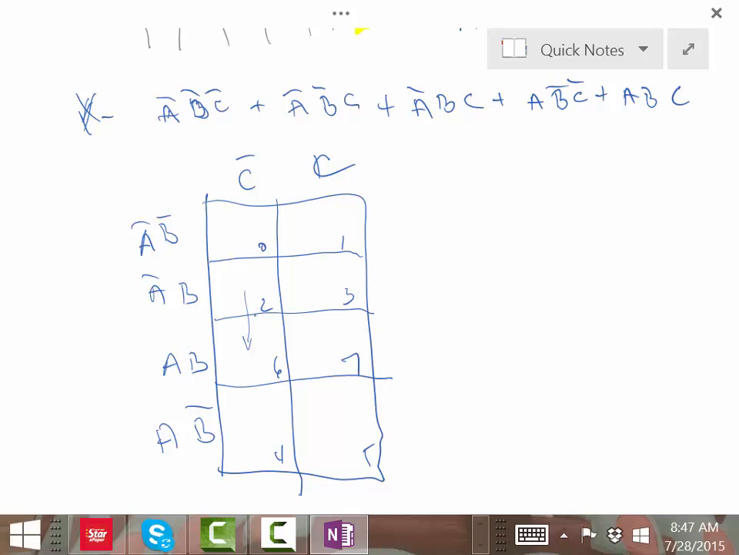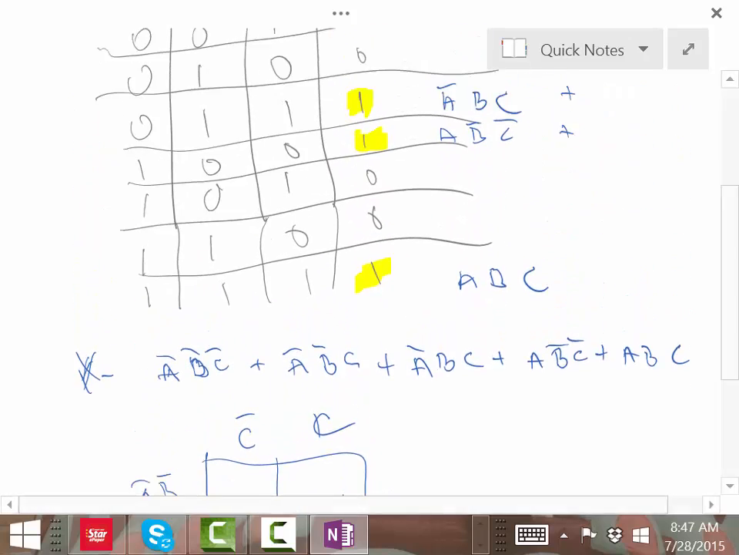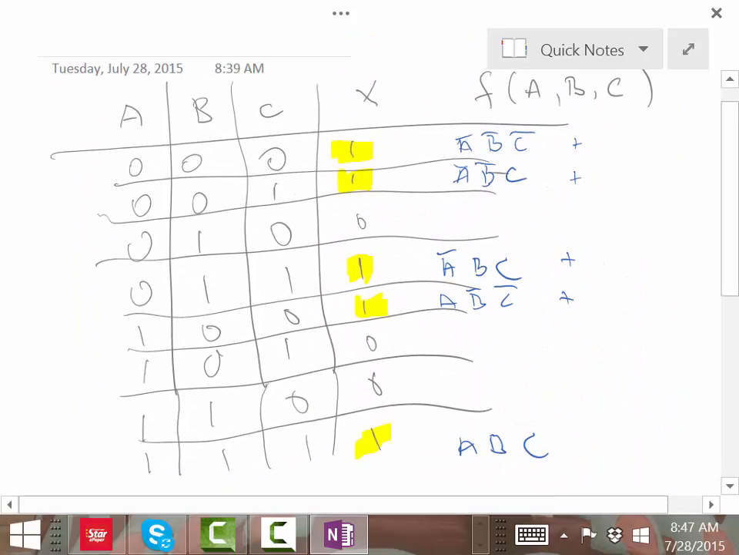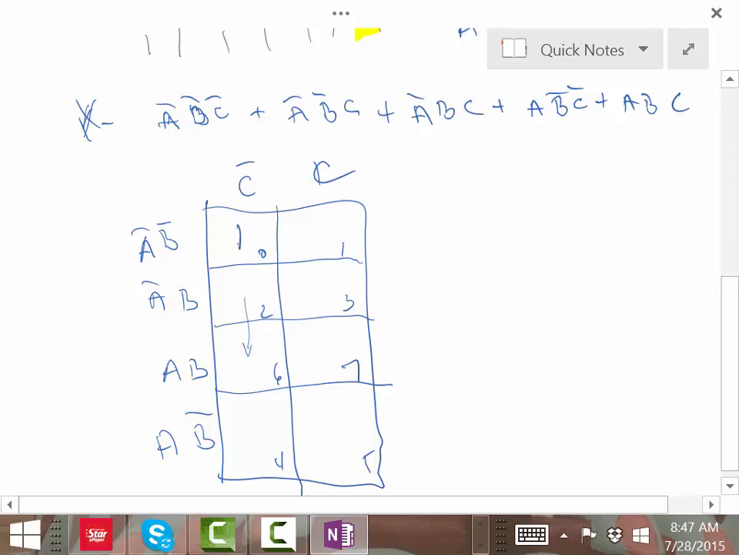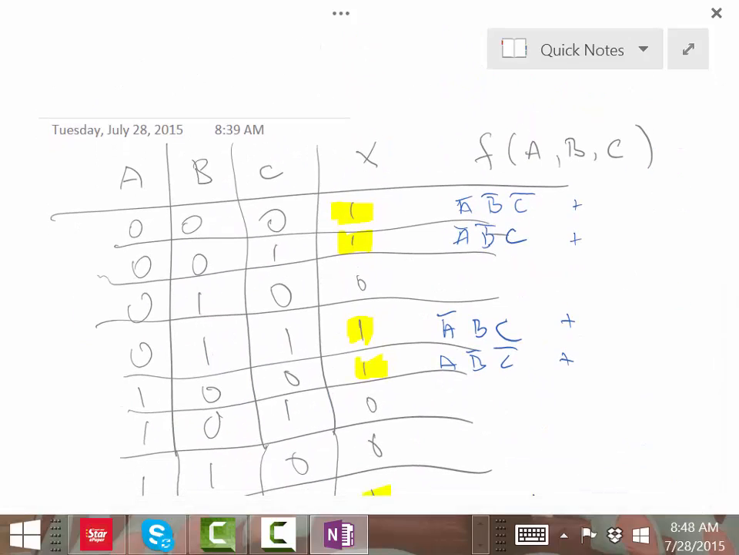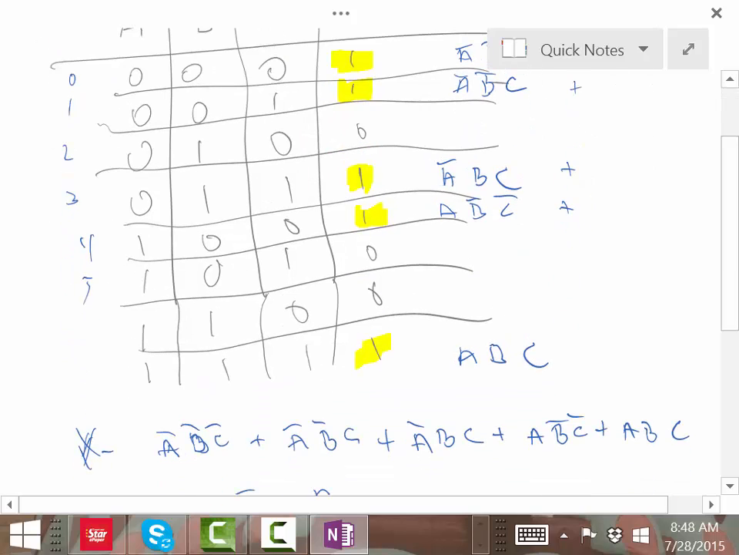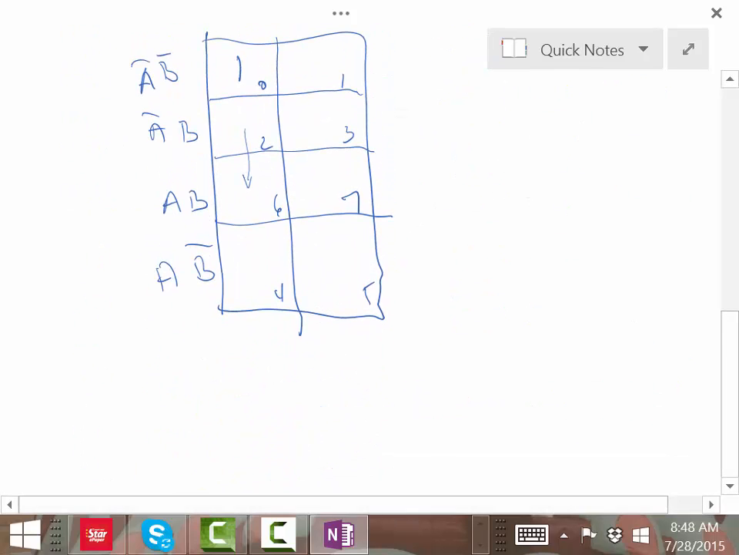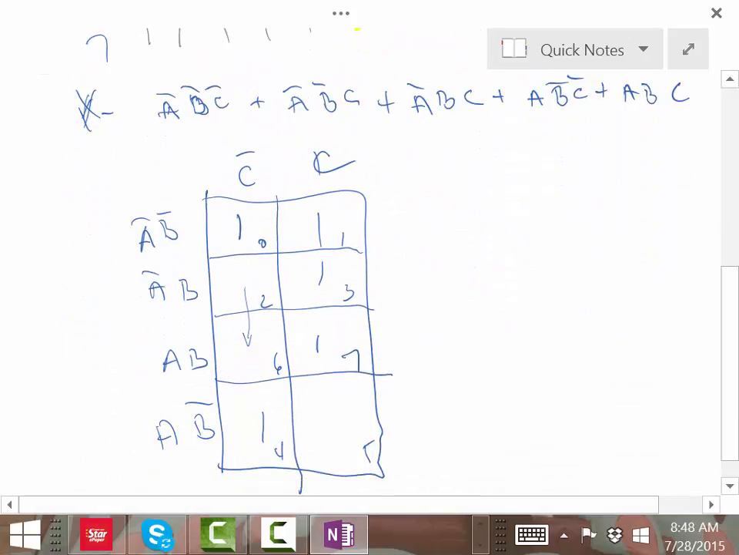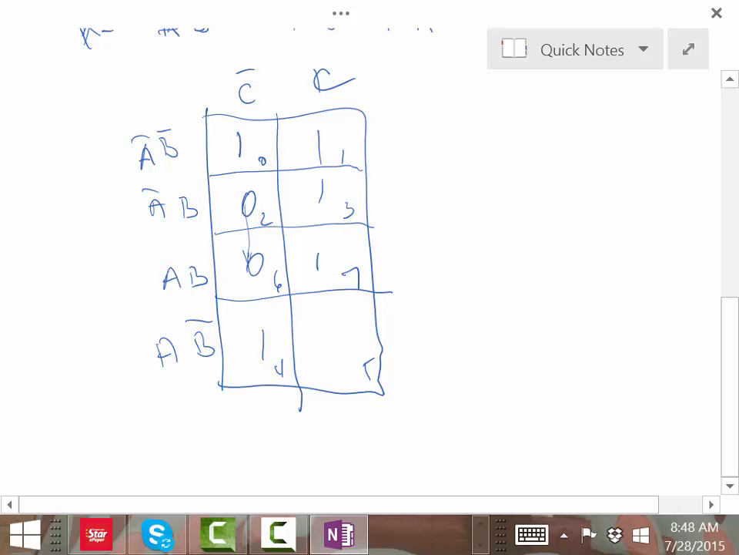So what I'm going to do is put this into the Karnaugh map. In every place I've got a 1 in my table here, I simply put a 1 in the map at that point. Looking at the table, I've got 0, 1, 2, 3, 4, 5, 6, 7. So I've got 5 ones in there. This is a 0, this is a 0, this is a 0.